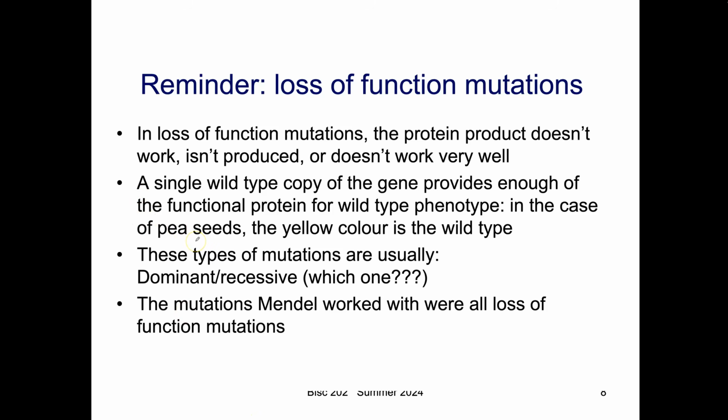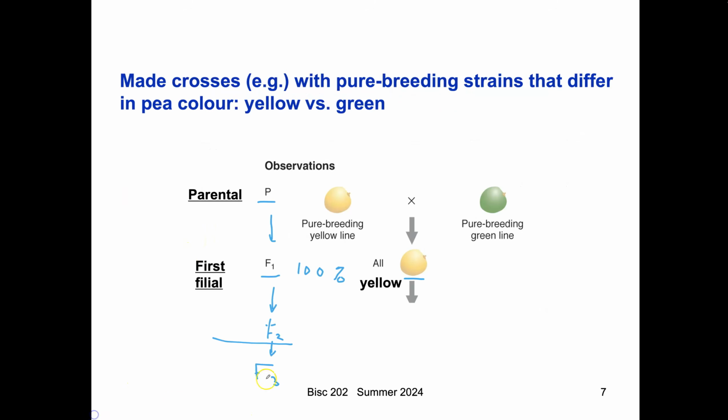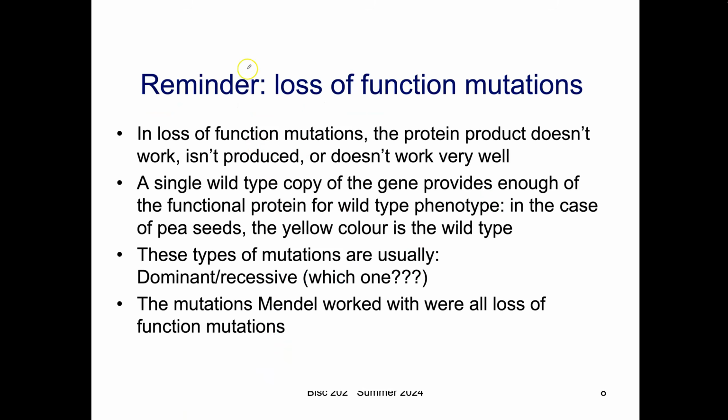But I'll just remind you about loss of function mutations. So what's happening here? What happened to the green trait, right? And just remember what I talked about in lecture 6. There was a little additional bit that I talked about, loss of function mutations. In a loss of function mutation, the protein product doesn't work, or it's not produced, or it just doesn't do the job very well. And what that means, though, is that it is usually a recessive mutation.